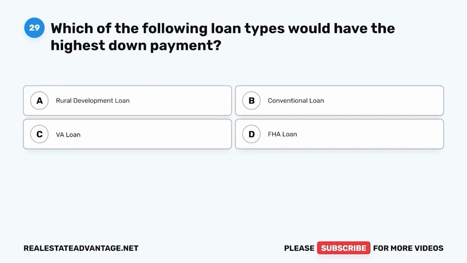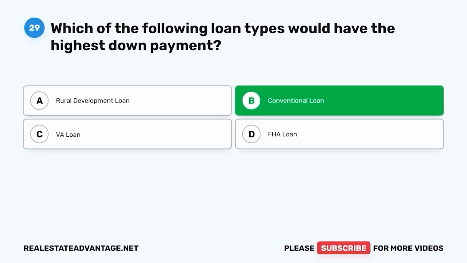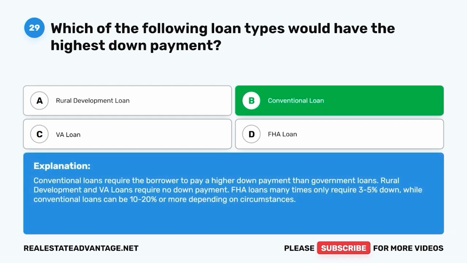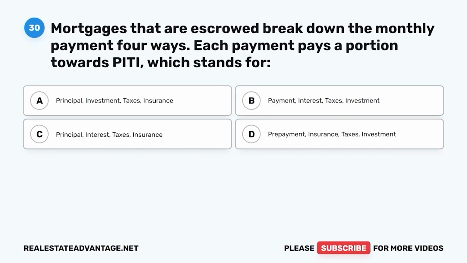Question 29. Which of the following loan types would have the highest down payment? A. Rural development loan. B. Conventional loan. C. VA loan. D. FHA loan. The correct answer is B. Conventional loan. Conventional loans require the borrower to pay a higher down payment than government loans. Rural development and VA loans require no down payment. FHA loans many times only require 3 to 5% down, while conventional loans can be 10 to 20% or more depending on circumstances.